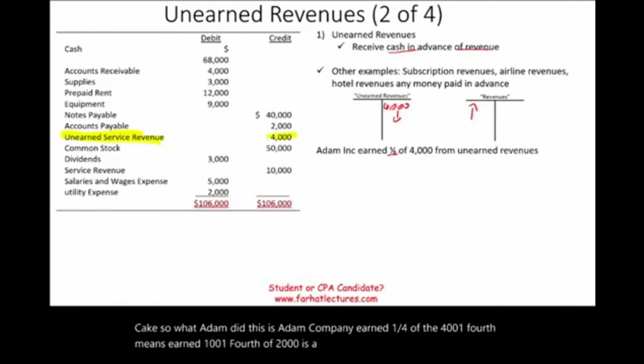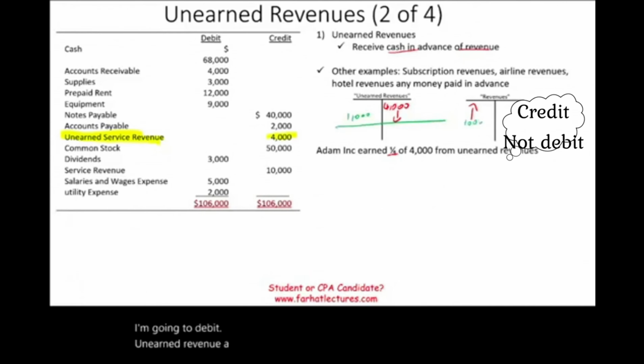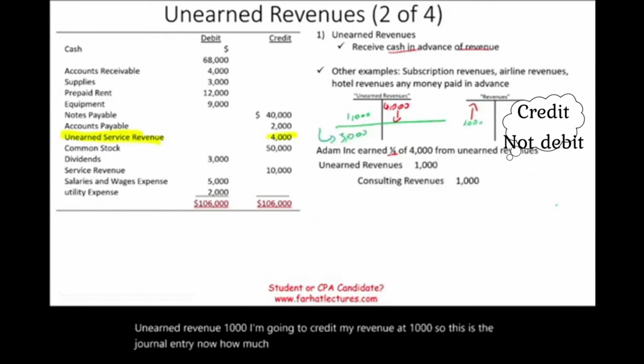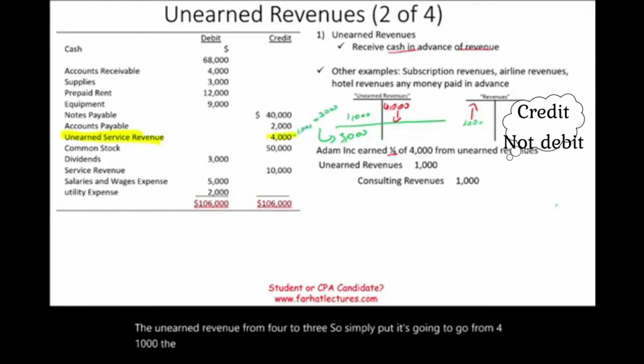So what does that mean? It means I'm going to debit unearned revenue 1,000, and I'm going to credit my revenue 1,000. So this is the journal entry. Now, how much unearned revenue do I have left? The balance is 3,000, as a result of reducing the unearned revenue from 4 to 3. Simply put, it's 4,000 minus 1,000. The unearned revenue will be 3,000.